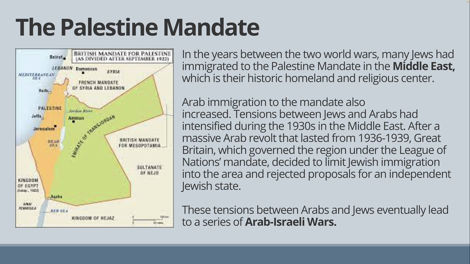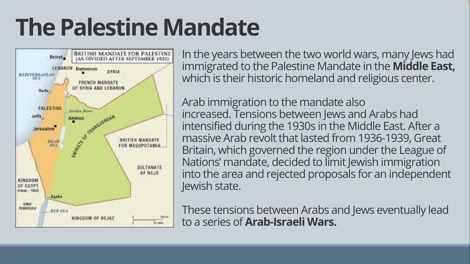So in the years between the two world wars, World War I and World War II, many European Jews migrated to the Palestinian Mandate, which is what you see right here. That area is known as the Middle East. It is considered a historic homeland and a religious center, not only for Judaism, but also for Islam. Many Palestinian Arabs lived in that area, which was called the Palestinian Mandate or Palestine.